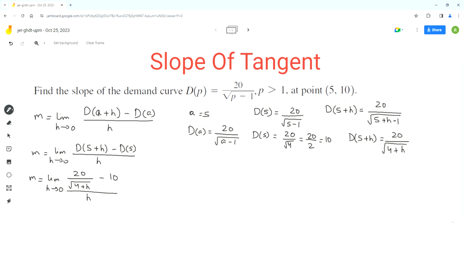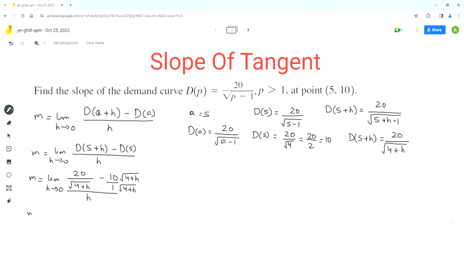Now in the numerator we have this fraction minus 10. So in order to combine these terms, we have to find a common denominator. Now the denominator of 10 is 1. So we have to multiply the numerator and the denominator by square root of 4 plus h.